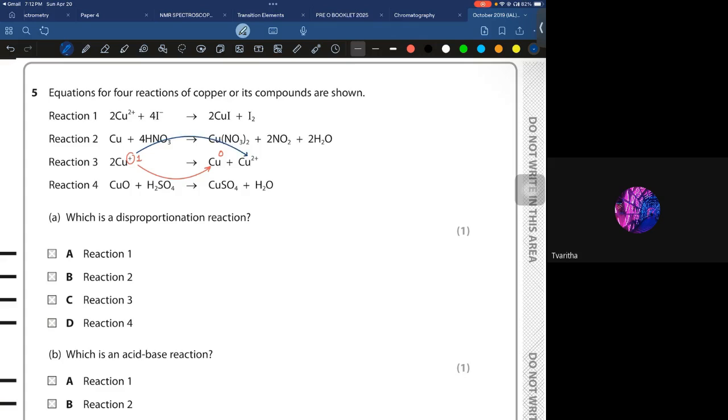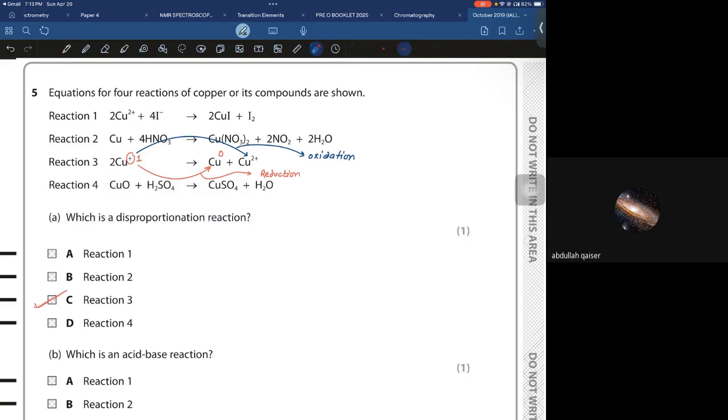When it is changing from plus 1 to 0, this is known as reduction. And when it is changing from plus 1 to plus 2, this is known as oxidation. So according to the definition of disproportionation reaction, the same substance, that is copper plus 1, is oxidized and reduced. That's why reaction 3 is correct.